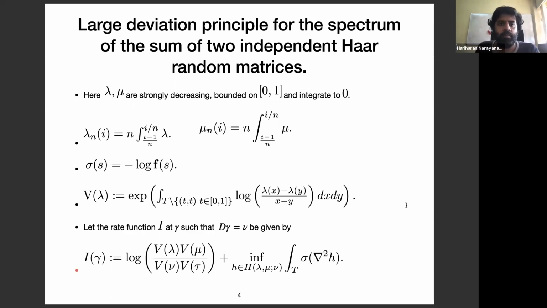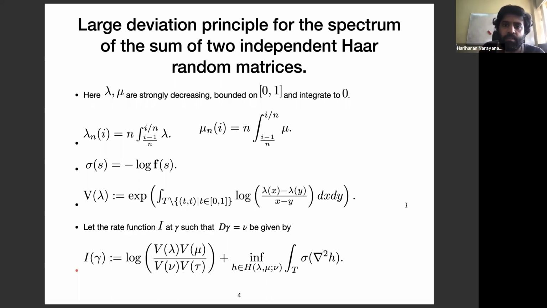Okay. So here is some initial things I need. So let lambda and mu, these surrogates for the eigenvalues, be strongly decreasing. What that means is that their cumulative integral is strongly concave. Basically, it means that there is some convex parabola I can add to it, and I can continue to get something concave. That's what strongly means.